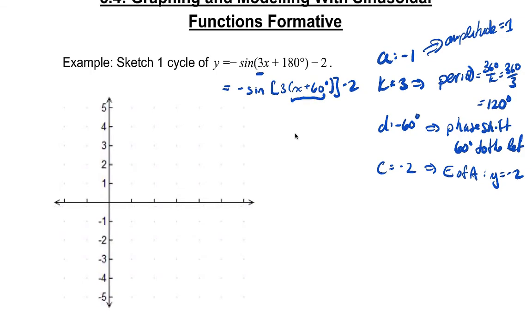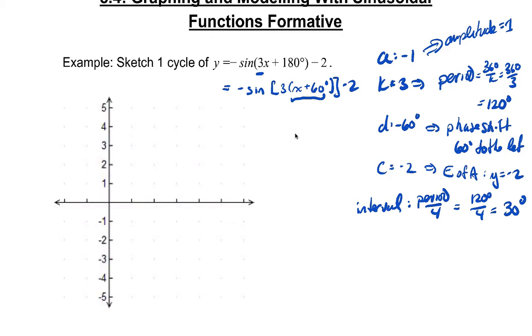In order to graph it, another thing that we need is the intervals. Our general equation is the period divided by 4. In this case, the period was 120 degrees divided by 4. So we have an interval of 30 degrees. Why do we divide by 4?